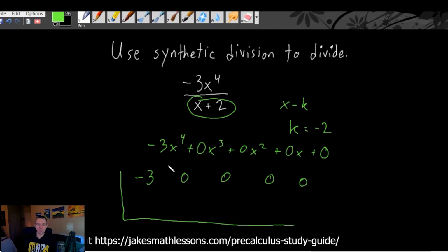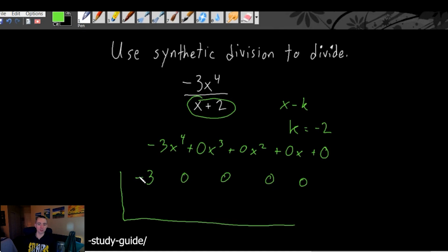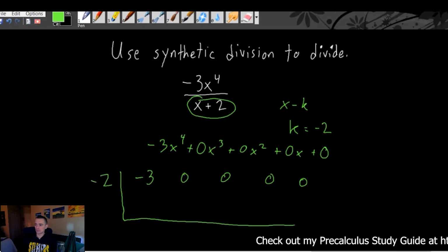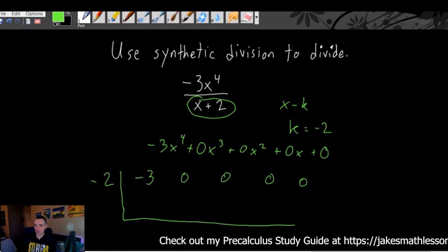But a shortcut there too is whatever your highest power x term is, so in this case x to the fourth, you need one more total term than that. So we have 5 total terms here based on the fact that our highest power x is x to the fourth. Okay, so once we've done that, we can write our k over here. So k is negative 2. That's not the best looking 2. There we go. So a little better.